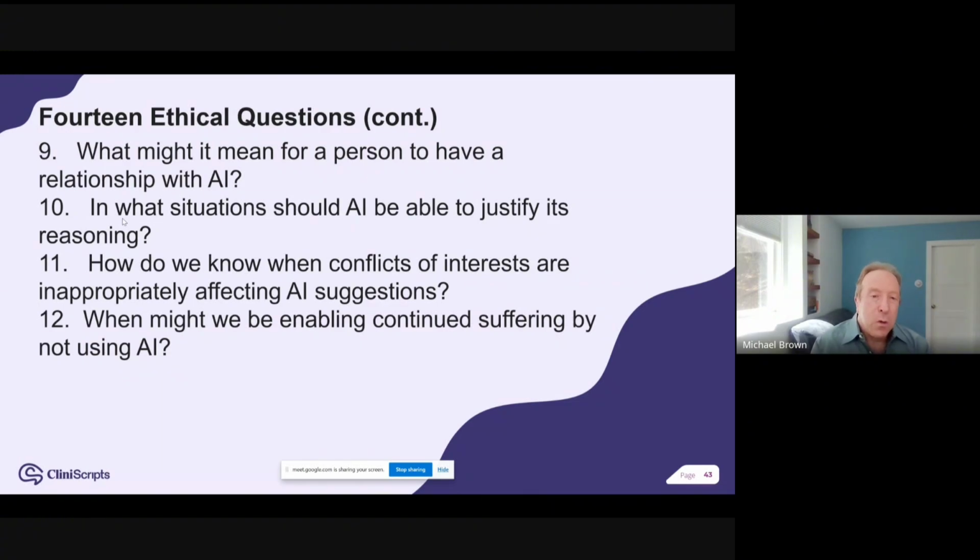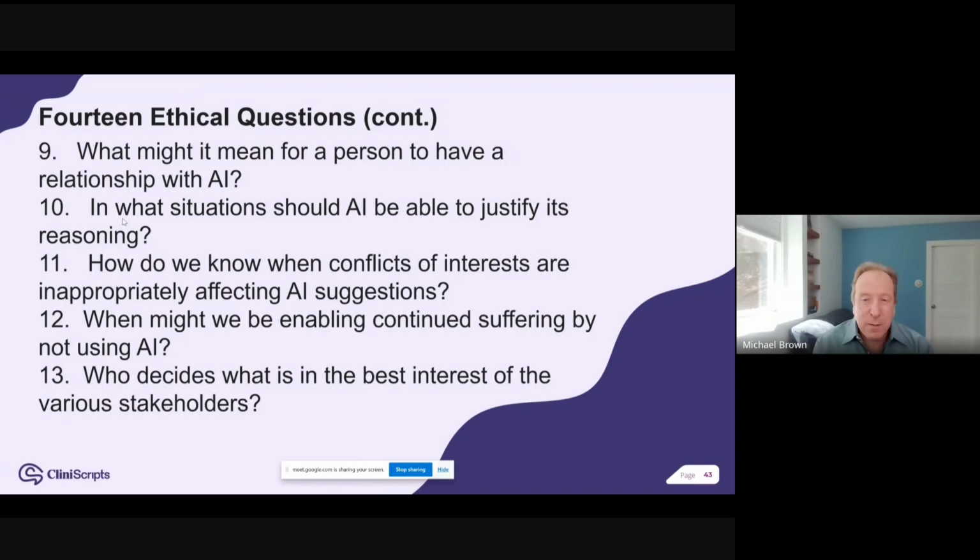Well, when might we be enabling continued suffering by not using AI? Everything I've said up till now has talked about how AI can cause problems. But the current system is not perfect. We don't have enough providers. People are not getting enough access to mental health care. And they're not getting access to care maybe in the middle of the night when they might need care. So AI has potential to really supplement the system and be supportive and really make a difference in people's lives. And to some extent, if we're too careful about some things, we may be enabling ongoing suffering.